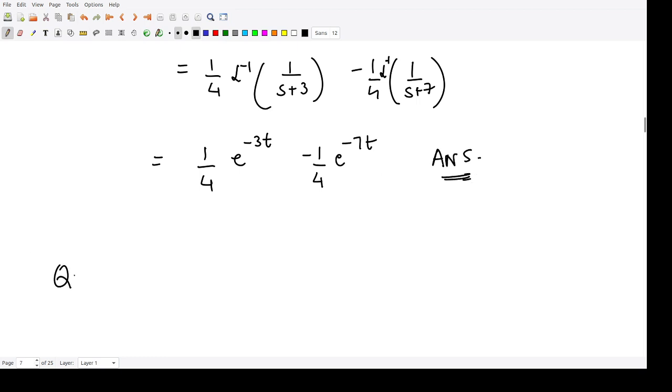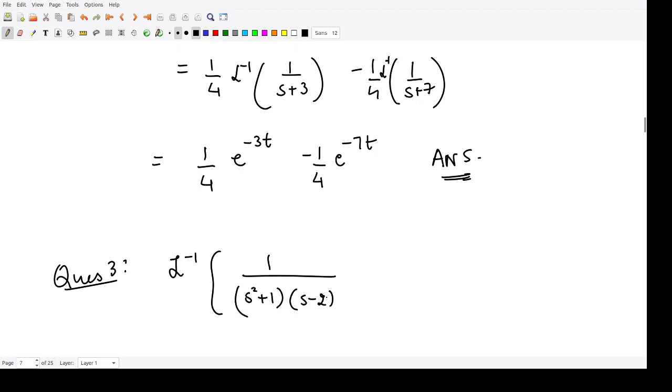So now there is one question that you could solve. The question says you have to calculate the Laplace inverse of 1 divided by s square plus 1 into s minus 2. So this is an exercise question. You could try this by yourself.